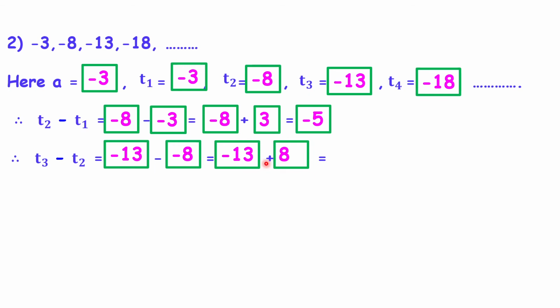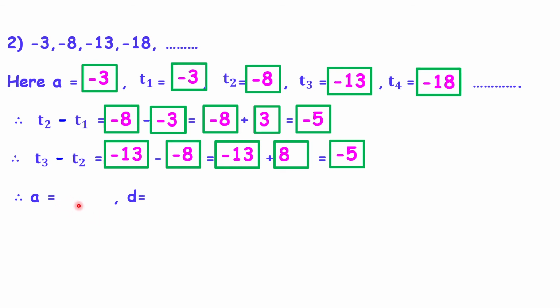That means these two numbers have opposite signs, therefore we have to take subtraction. Give the sign of the greater number. Here 13 is greater than 8, therefore give the sign of the greater number. Minus 13 plus 8 is nothing but 5, therefore negative 5.